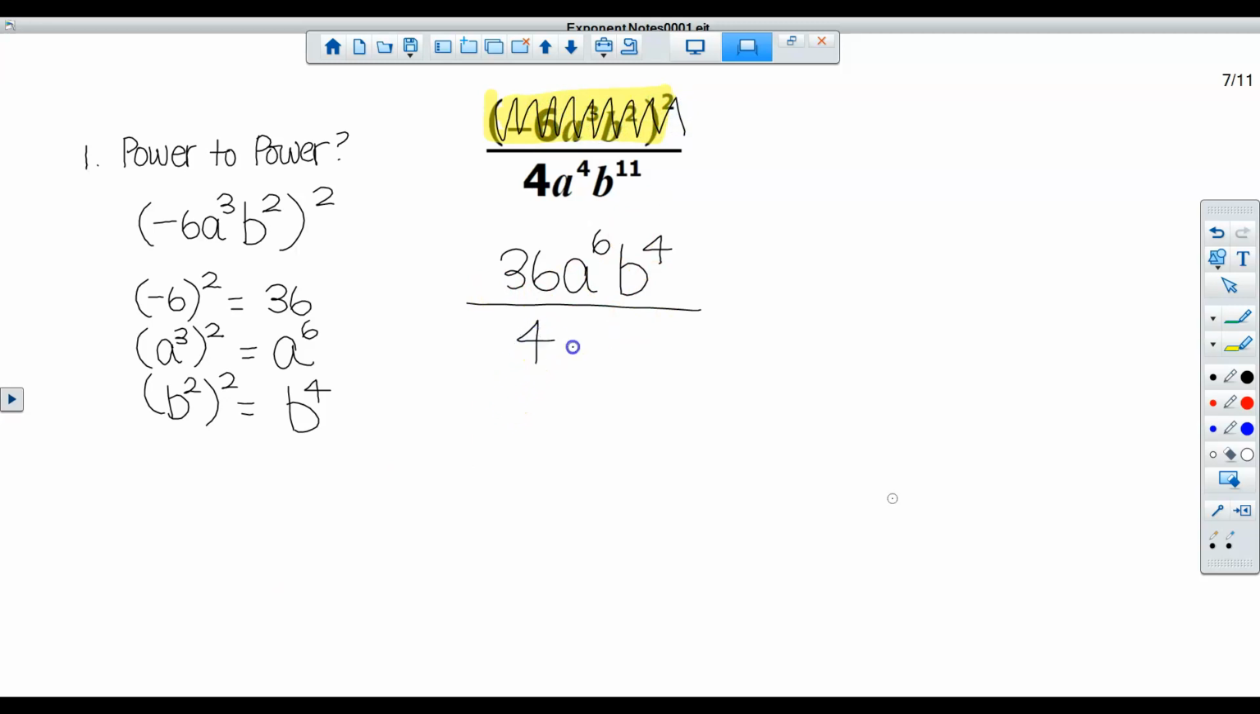And now I'll just carry the rest of the problem down. So the fraction bar and the 4a to the 4th, b to the 11th. So now this is my new problem. So the second thing I'll do is I'll look for product rule.